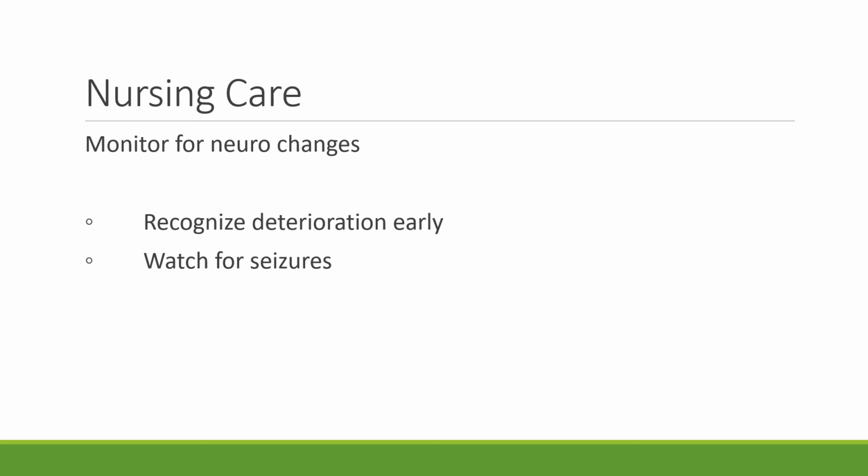So we're going to monitor for neuro changes. So we need to recognize, especially in our acute care situation, deterioration, because they can deteriorate or their symptoms may become worse after they're admitted. And we're also going to watch for seizures. Anytime anything goes wrong in the brain, our body may have extra electrical activity, which is the seizures. So that is something to watch for.